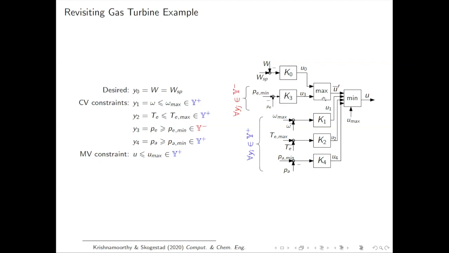And by using a max-min selector in series, we can say that in the case of infeasibility, the constraints in Y plus will remain feasible and the constraints in Y minus will be given up. That is, in the case of infeasibility, the minimum constraint on the engine pressure will be given up.